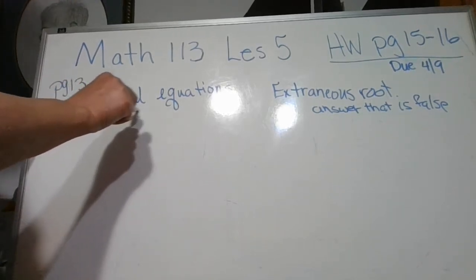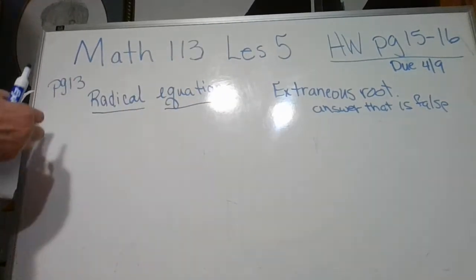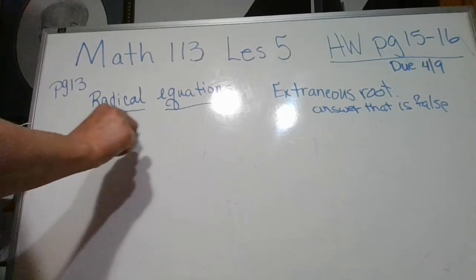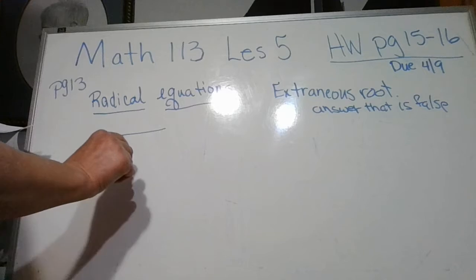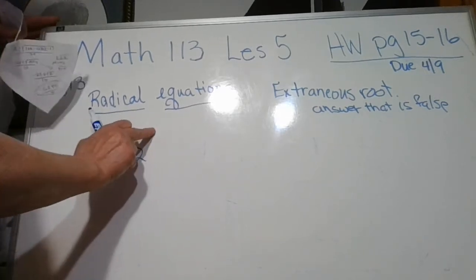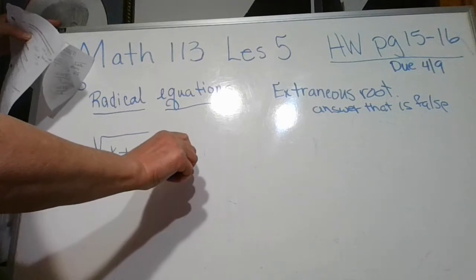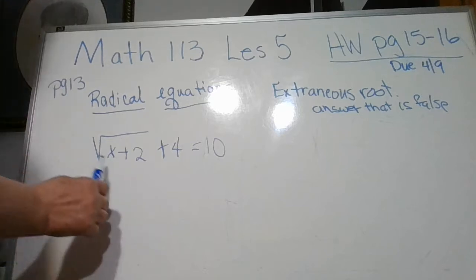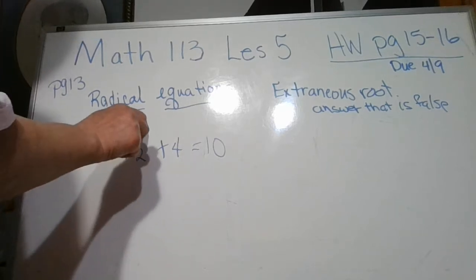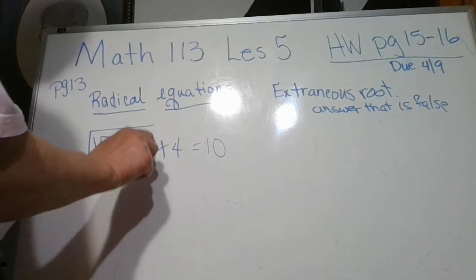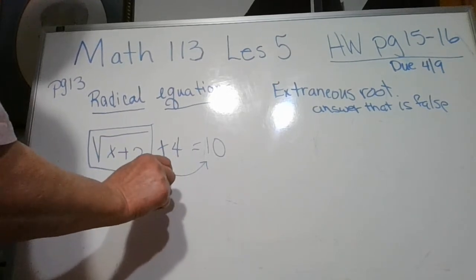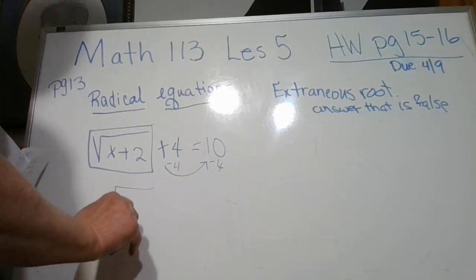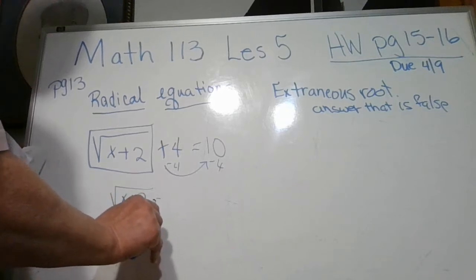We're going to be talking about radical equations, and you have to isolate the radical. For example, in square root of x plus 2 plus 4 equals 10, my variable is right here, so I need to isolate this guy. So I'll need to move the 4 over here. To move it, I'll have to subtract it from both sides. So now I have the square root of x plus 2 is equal to 6.